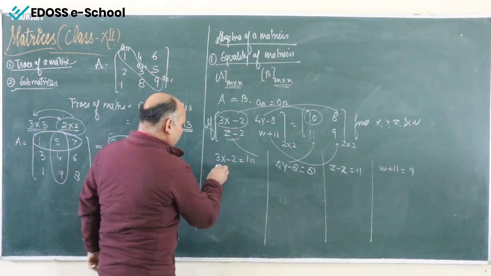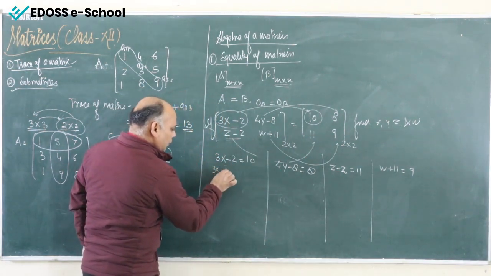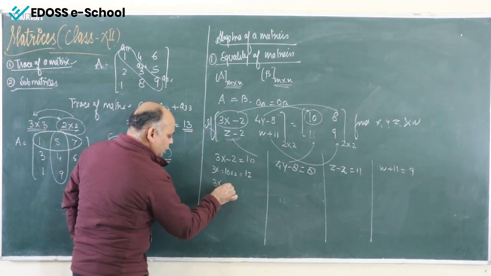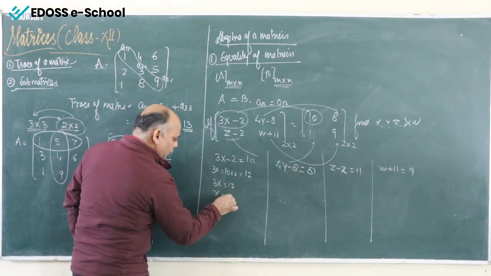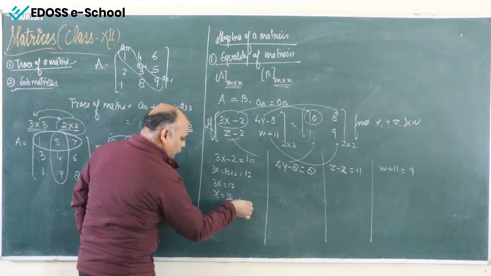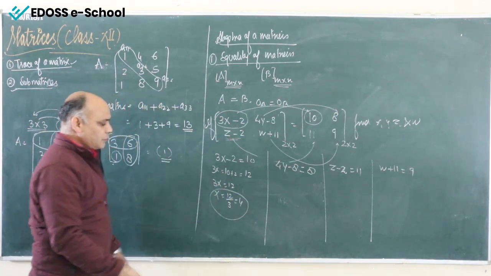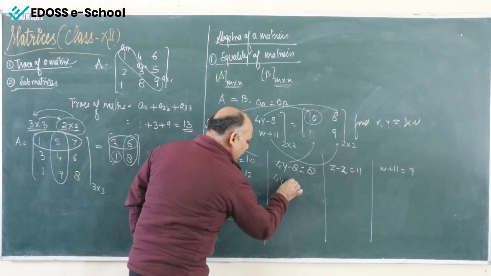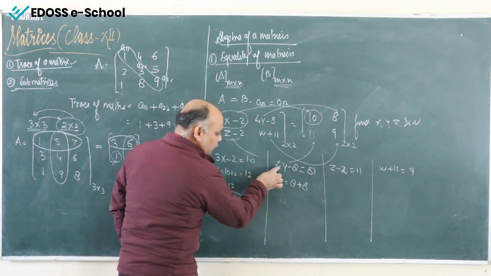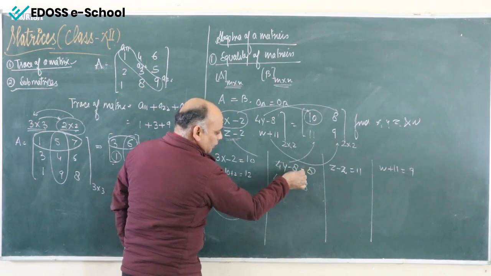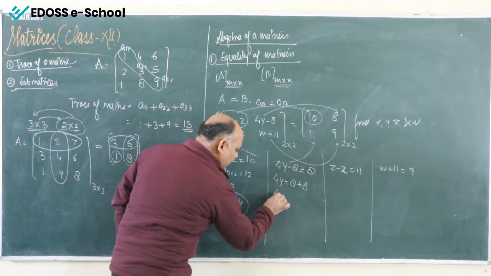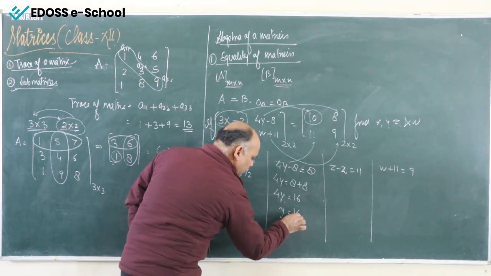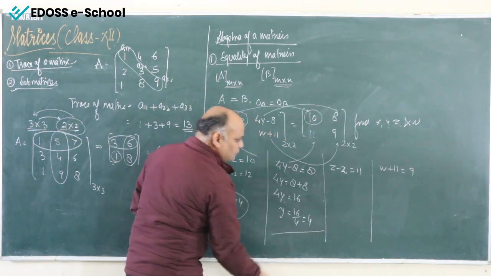Now you can solve it. 3x will be equal to 10 plus 2, which is 12. If 3x is equal to 12, then x will be 12 over 3, that is 4. So the first answer is x equals 4. Next, 4y is equal to 8 plus 8, since 4y minus 8 equals 8. 8 plus 8 is 16. Then 4y is equal to 16, so y will be 16 over 4, that is 4.